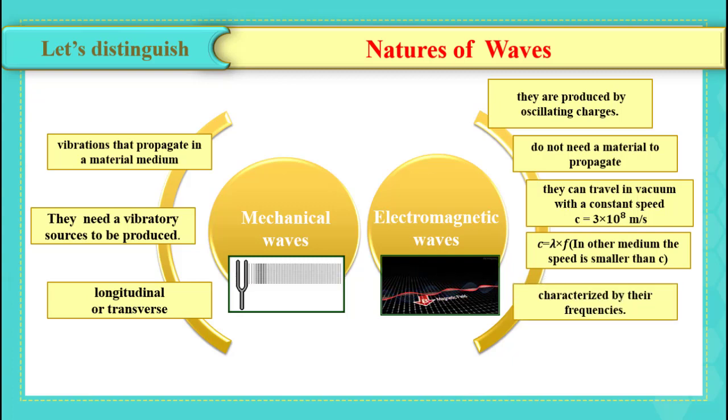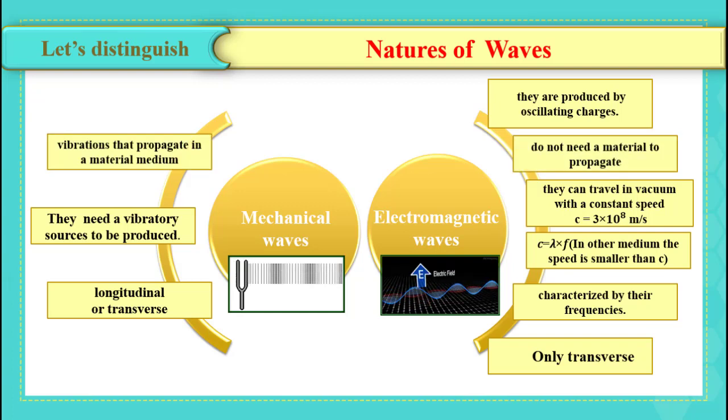Also, you need to know that these waves are characterized by their frequencies, and they are only transverse. If you are asked to distinguish in a certain question between the different natures of waves, you can focus on two main ideas. The first one is that mechanical waves need a material medium to propagate, whereas electromagnetic waves are capable of traveling in vacuum. The other one is that mechanical waves can be either longitudinal or transverse, whereas all electromagnetic waves are only transverse waves.